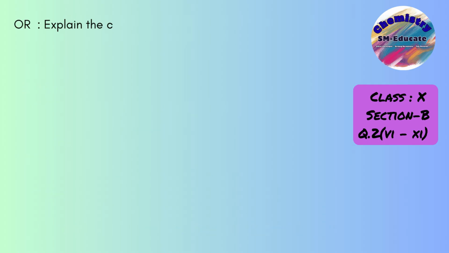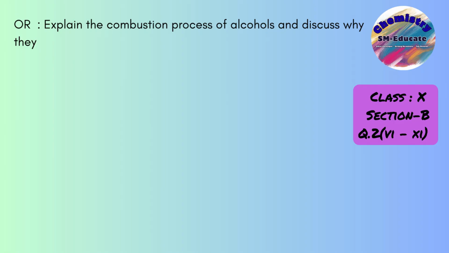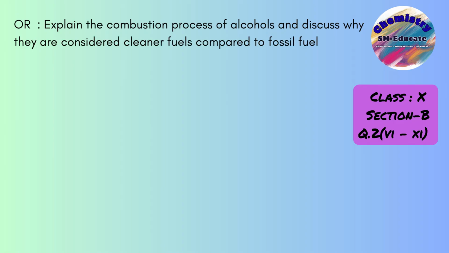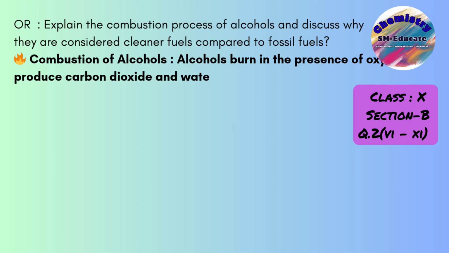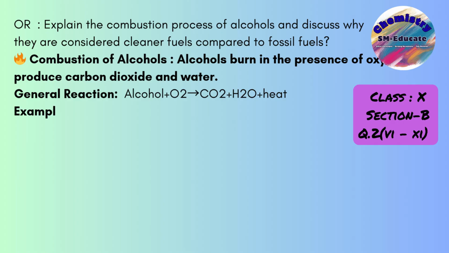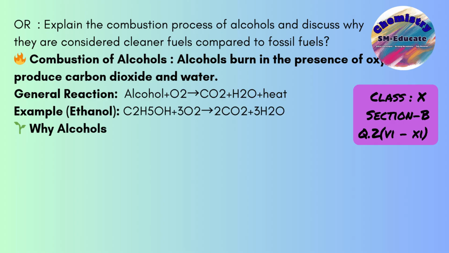Explain the combustion process of alcohols and discuss why they are considered cleaner fuels compared to fossil fuels. Combustion of alcohols. Alcohols burn in the presence of oxygen to produce carbon dioxide and water. General reaction. Alcohol plus O2 produced CO2 plus H2O plus heat. Example, ethanol, C2H5OH plus 3O2 produced 2CO2 plus 3H2O.